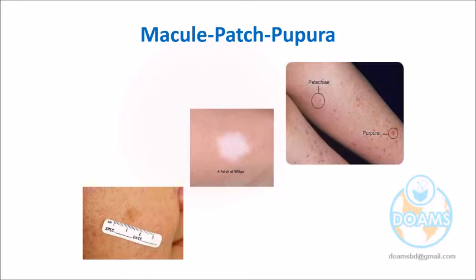It will disappear on blanching. Yes. And what is the name of the clinical test? The glass test. If you press with the glass, you can see that the red spots disappear. Then it is not petechiae. That means the color of the petechiae will not disappear.